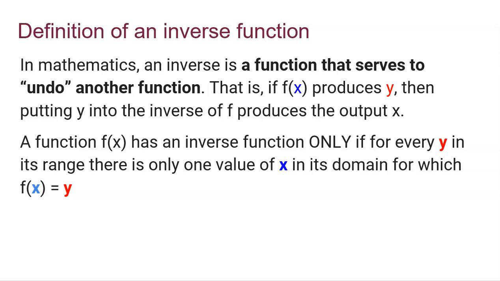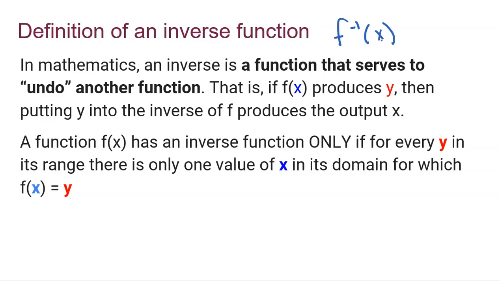In mathematics, an inverse function is a function that serves to undo another function. That is, if f of x produces y, then putting y into the inverse of f would produce the output x. Remember, the notation we use for an inverse function is a little -1 after the f to indicate that we have an inverse function. In an inverse function, we're simply switching our x's and y's. It's really that simple. In a regular function, x goes in and produces a y. If we flip around those values, then we have what we call an inverse function.